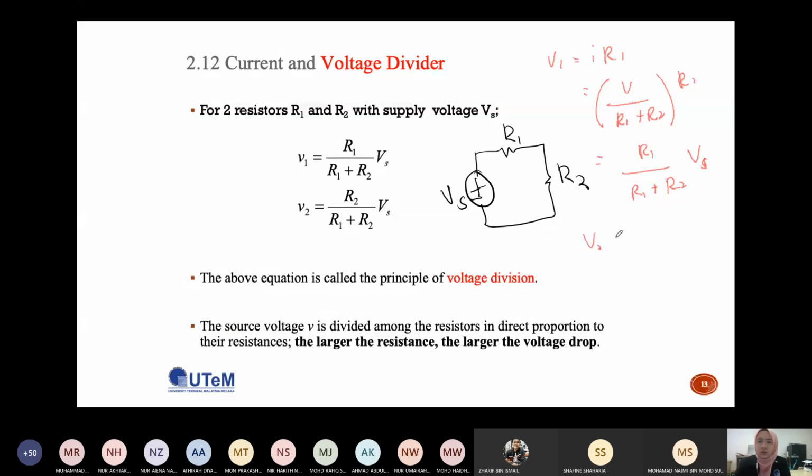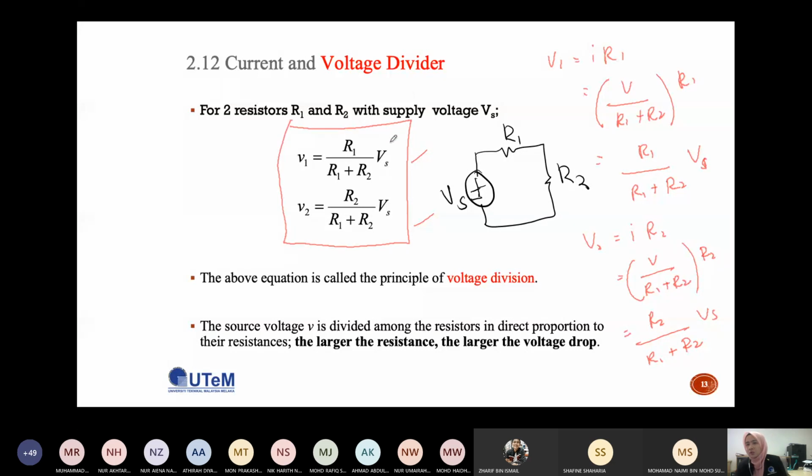Same for V2. V2 is I R2. I is V over R1 plus R2, multiplied by R2. So basically it is R2 over R1 plus R2 multiplied by Vs. This is basically the derivation for the voltage divider. This is just to show you how to derive these two formulas. Usually you just use these two formulas; you don't need to derive the voltage divider. The thing is you need to remember this one.